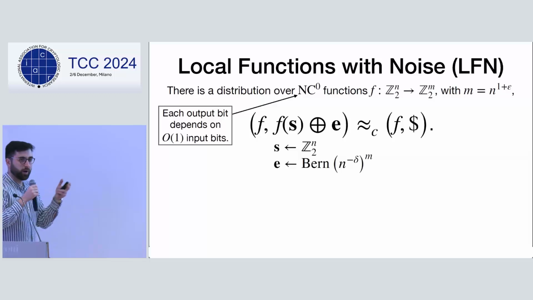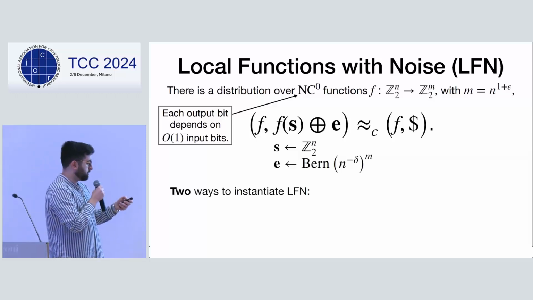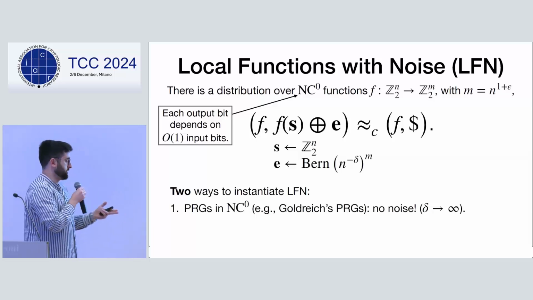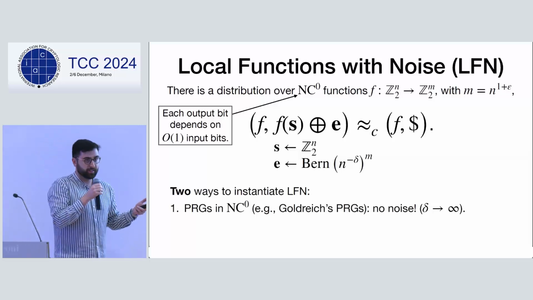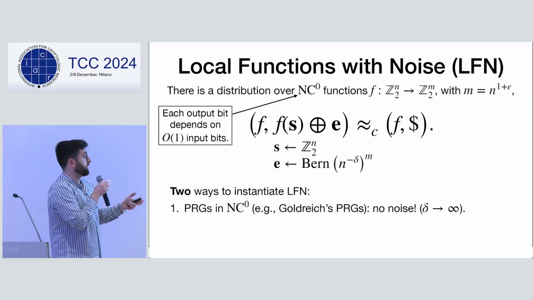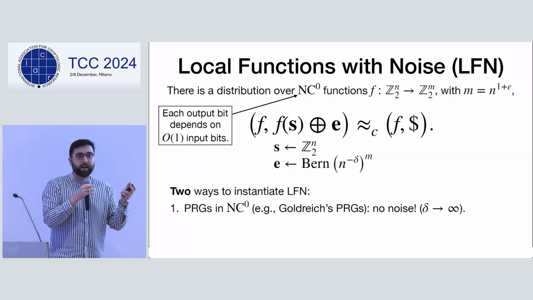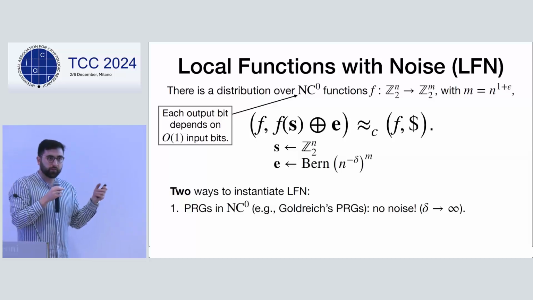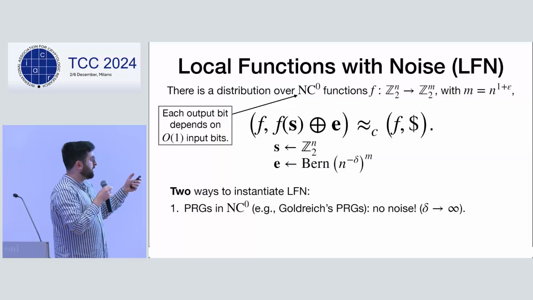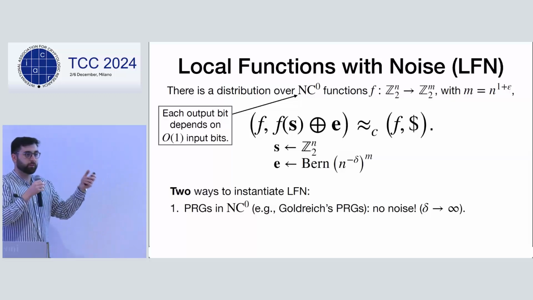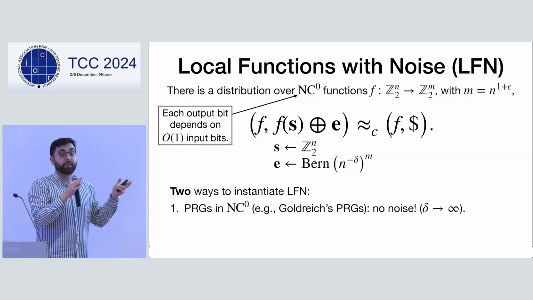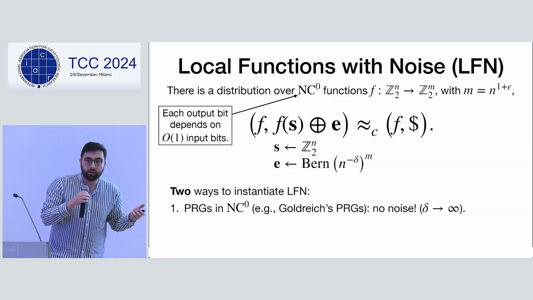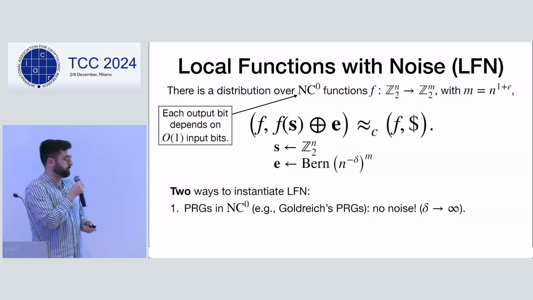I'll mention two possible ways to instantiate this assumption more concretely. One is just plain old PRGs in NC0. This would correspond to the case where there just isn't any noise. Like E is not even there and you just have f of s. So think, for example, Goldreich's PRGs. So this assumption essentially says, as long as you believe that Goldreich's PRG is secure, if you add noise, that's enough. So here you can think of it as we're getting free noise to add in the assumption, which makes the assumption only more likely to be true.